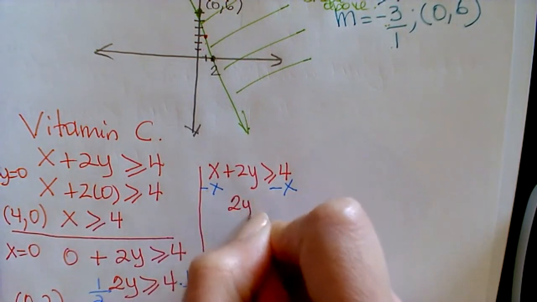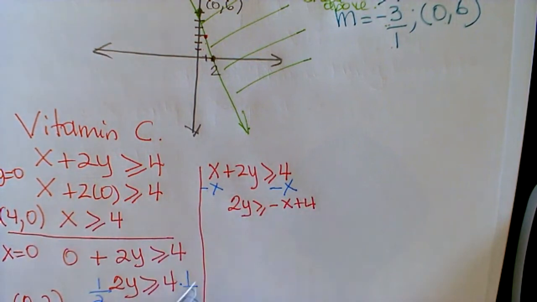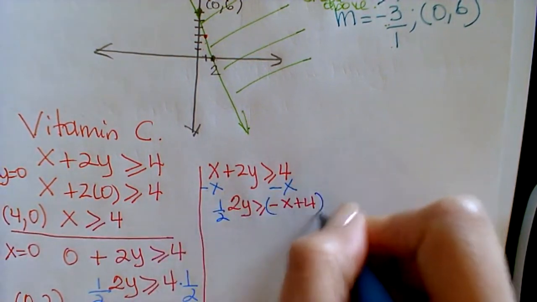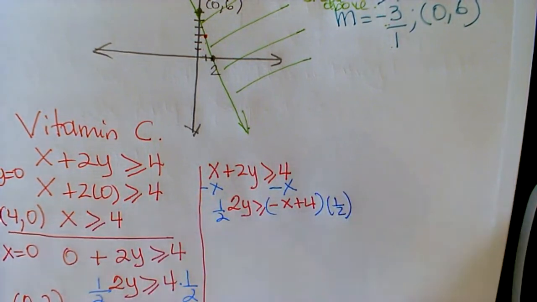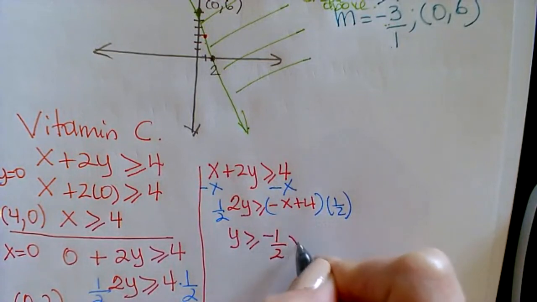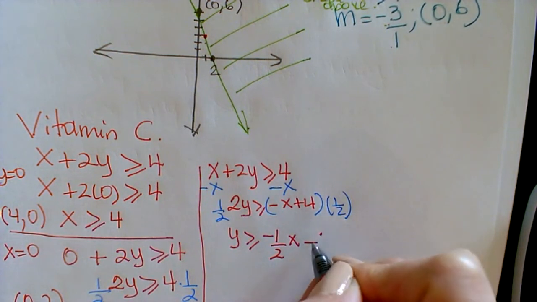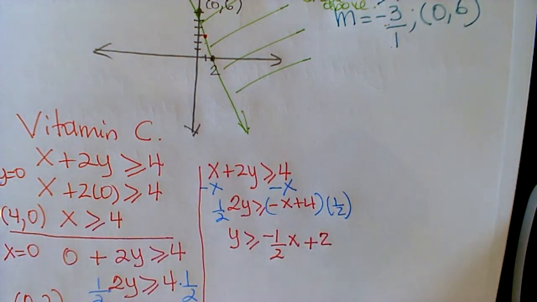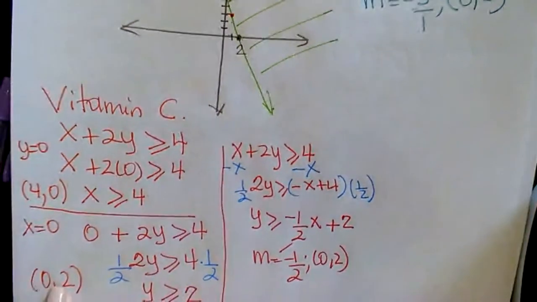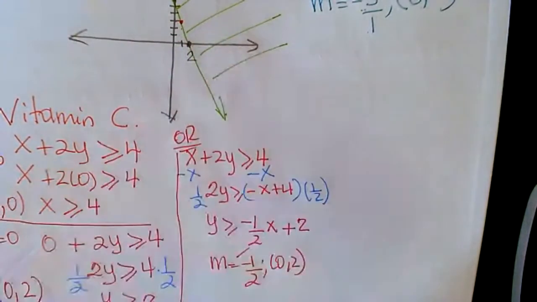So what do I have here? 2y equals negative x plus 4. And we are going to multiply by 1 over 2. So we get negative 1 over 2x. 4 divided by 2 is 2. Again, our slope is negative 1 over 2, and our y-intercept, which I already got here. So it's the same. These two procedures are the same. Okay?